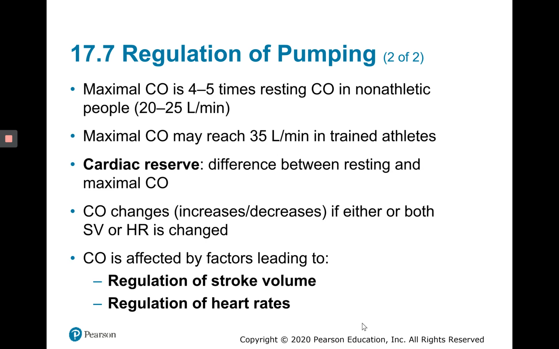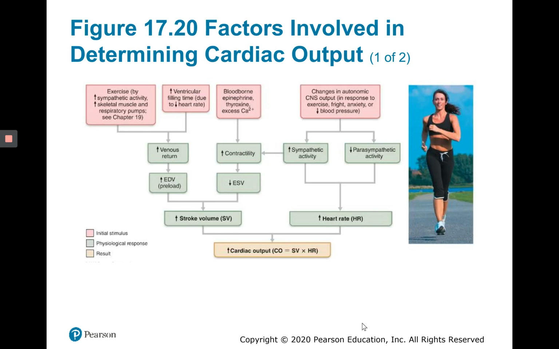The maximal cardiac output is about 4 to 5 times resting cardiac output, especially in non-athletic individuals, whereas the maximal cardiac output may reach 35 liters per minute in a trained athlete. And the cardiac reserve is the difference between resting and maximal cardiac output. We want to highlight here that cardiac output is affected by factors that lead to the regulation of stroke volume or the regulation of heart rate, because stroke volume times heart rate is what equals cardiac output. So if you change either one of those, you're going to change cardiac output.